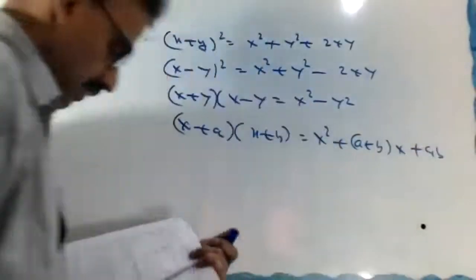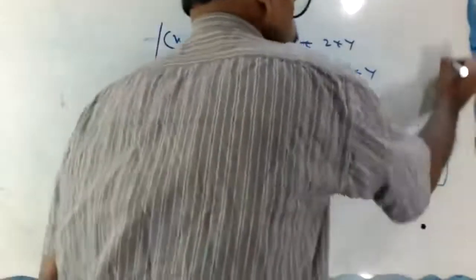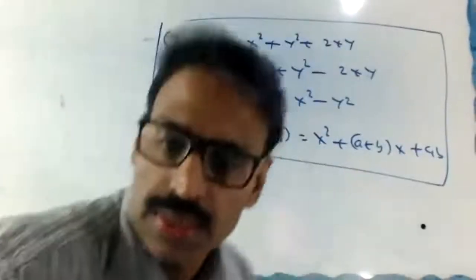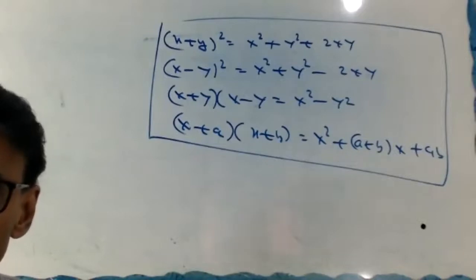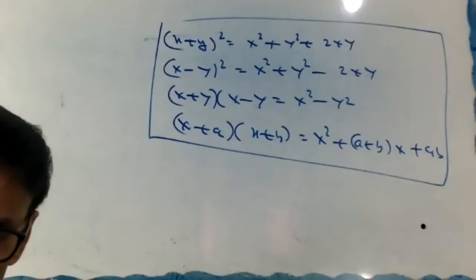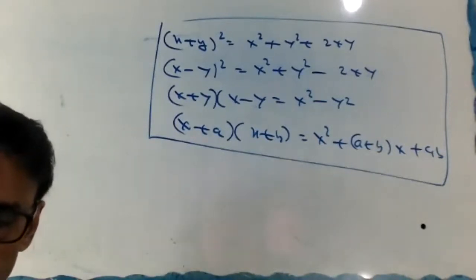You learned this one, right? Correct or not? Write in a box, this one. Okay, this all you learned last year. Okay, copy this one. Write this all.